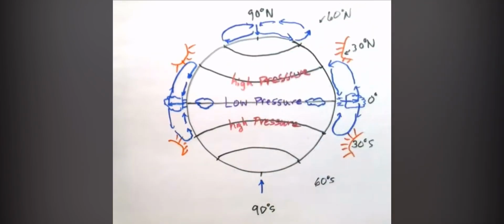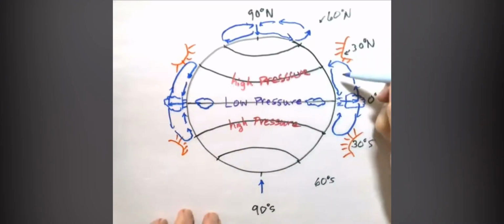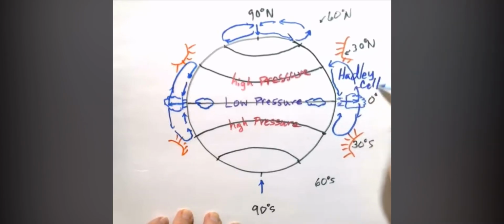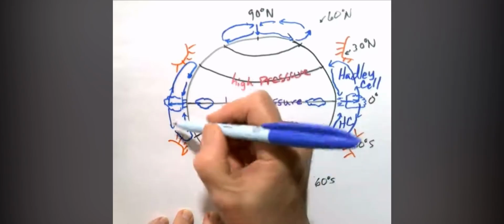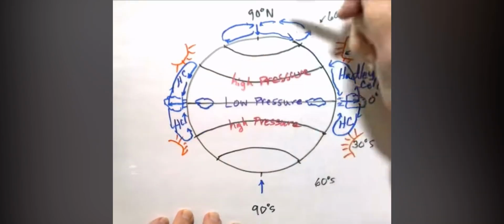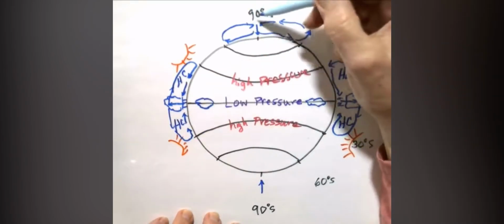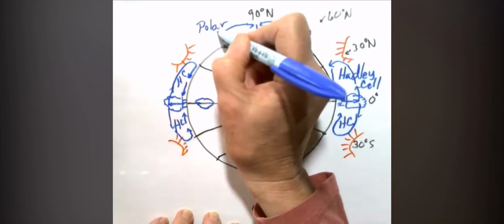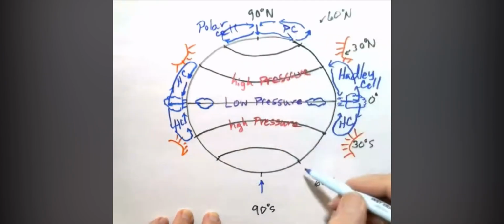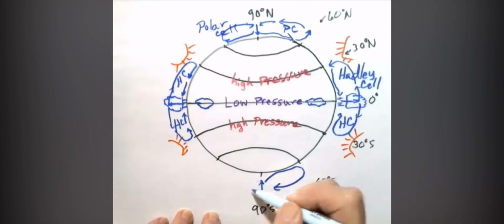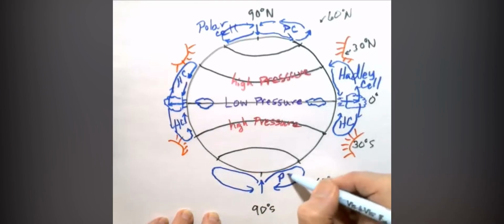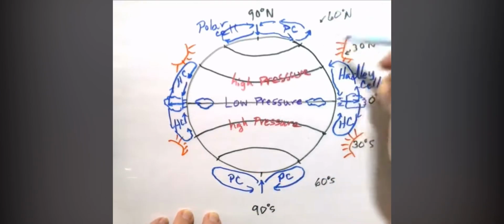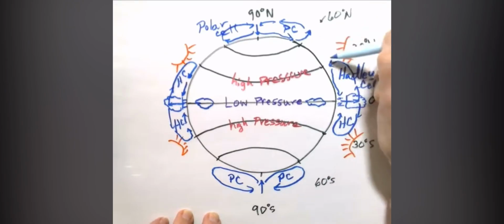Now these big loops are called cells, and the one between the equator and 30 degrees is the Hadley cell. And this is also a Hadley cell. And the one up here between 90 degrees and 60 degrees is the polar cell. Let's draw another one over here. Polar cell, polar cell.